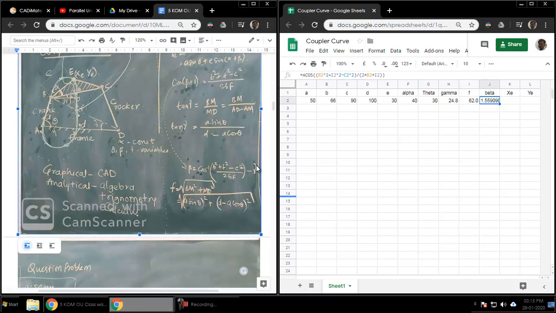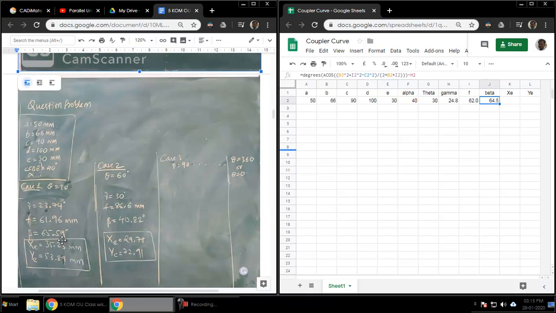Next, what we'll have to do is we'll have to subtract gamma from this. So first of all, let us convert this into degrees. So degrees and then bracket. So this complete value I'll have to convert to degrees, and then from that I'll have to subtract the gamma value in degrees. So that will give me the value of beta in degrees. So yes, beta value in degrees, it's coming fairly correct. 65.59 is the value you got here, and I'm getting 64.5.